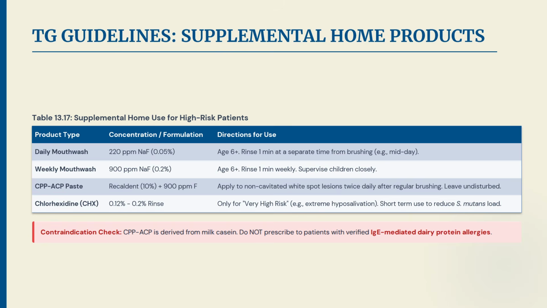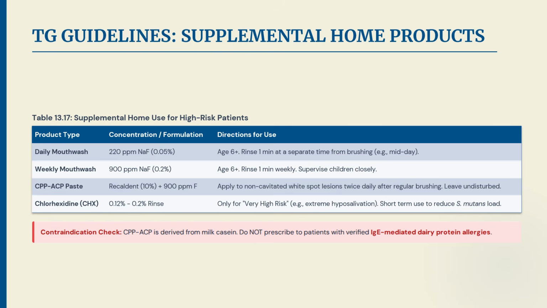CPP-ACP, commercially available as tooth mousse, and you basically are applying to the non-cavitated white spot lesions twice daily after regular brushing and leave it undisturbed. So once you're done with the toothbrushing, if patients have any white spot lesions, you can suggest they just apply it on that area and then leave it as it is. No spitting, no rinsing.